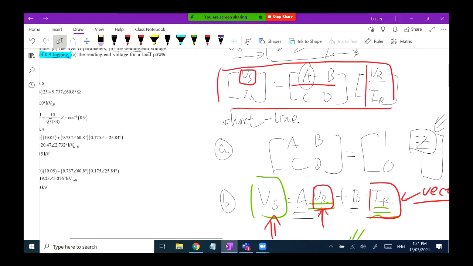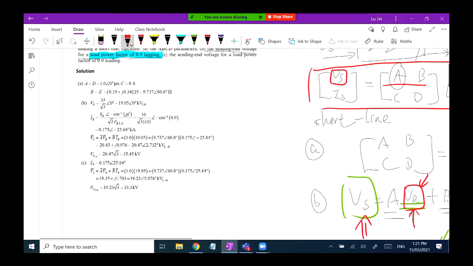Oh, yeah, here. So here, two stories. For my end, I'd like to use the line-to-line VR because we got 33 kilovolts, right? This 33 kilovolts is the VR at the receiving side as a line-to-line voltage. If you are using the line-to-line VR on the right-hand side of the ABCD model, then after you figure out the whole thing, the VS on the left-hand side should be the line-to-line sending end voltage as well. But the solution is telling a different story.